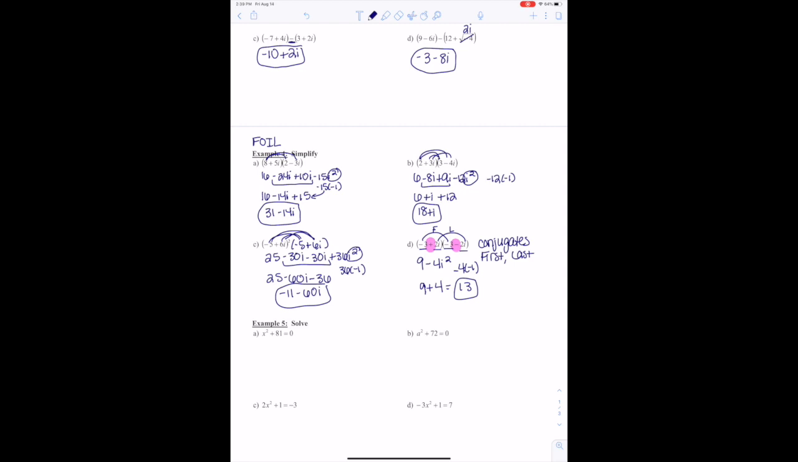And we are going to save solving radicals for the next lesson. So I'm not going to do example 5 just yet. We're going to save that one for the next lesson.